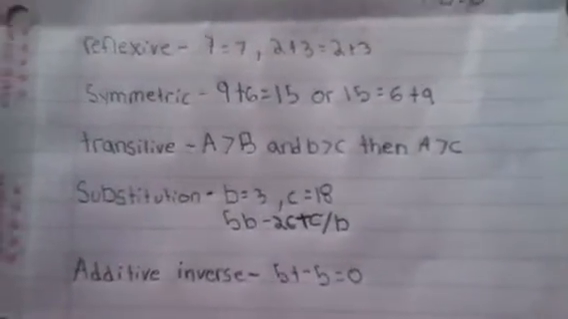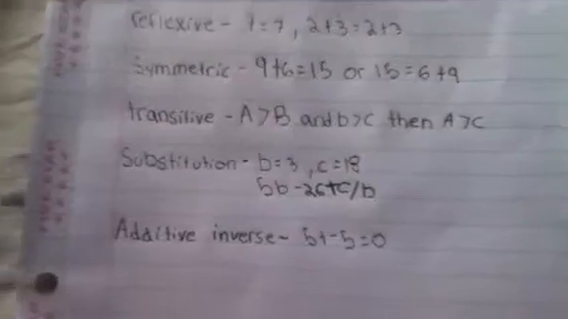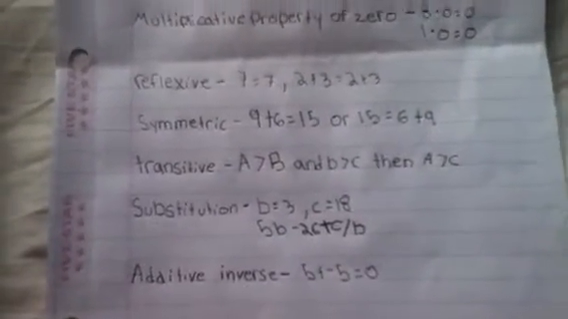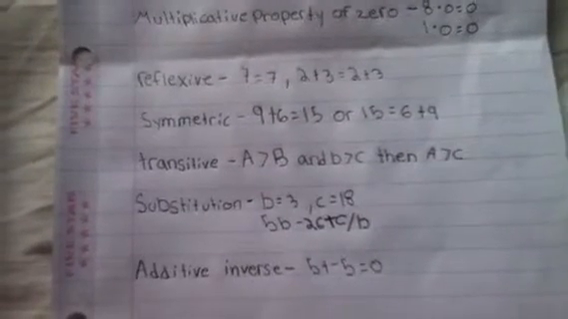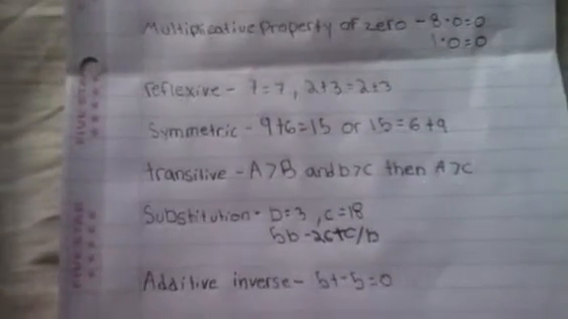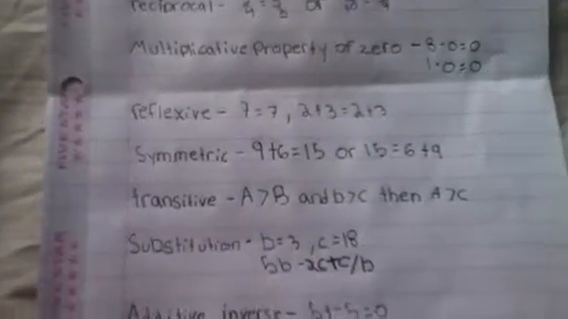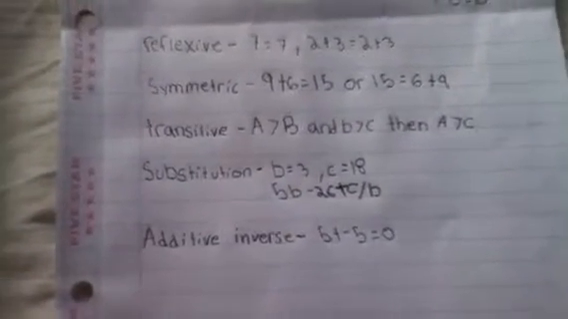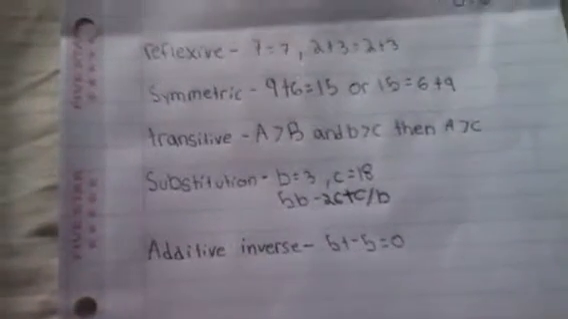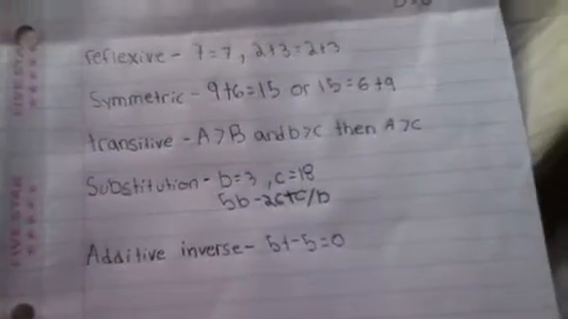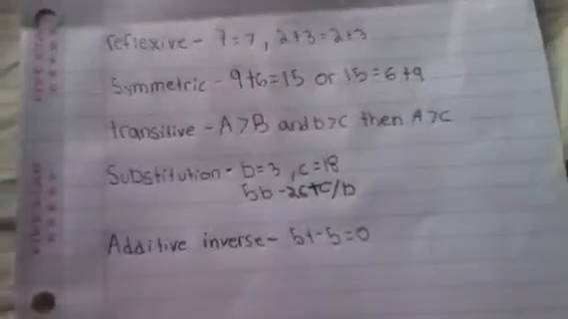Additive inverse could be 5 plus negative 5 equals 0. Okay? Here, as you see, 5 plus negative 5 is 0. That's because additive inverse is a number added to its inverse will always be 0. As an example, we could have 6 plus negative 6 is 0. Anything like that. 7 plus negative 7 is 0. As you see, inverse pretty much means the opposite of that.